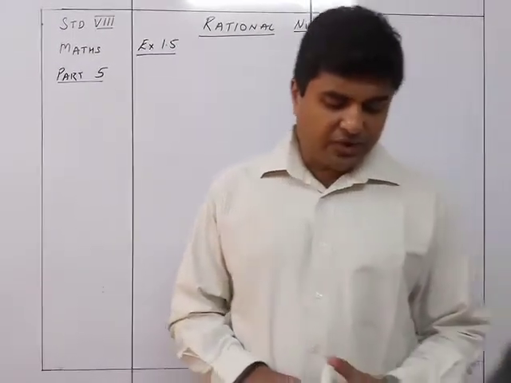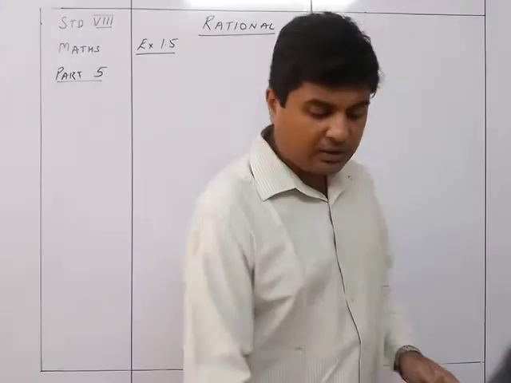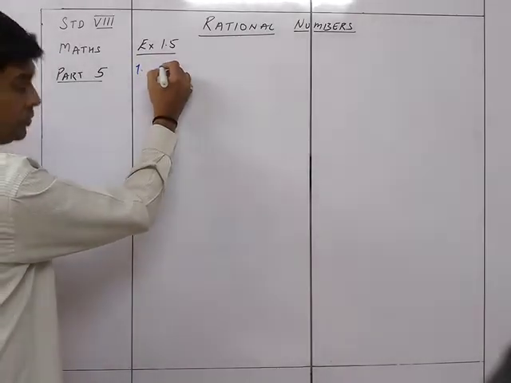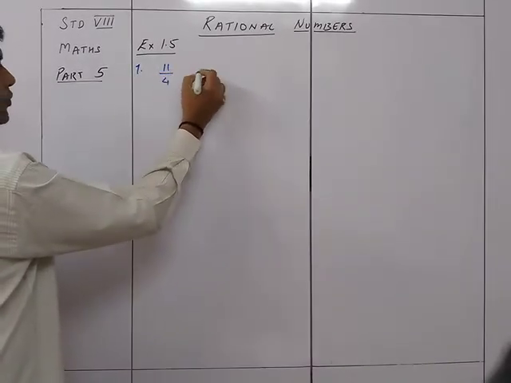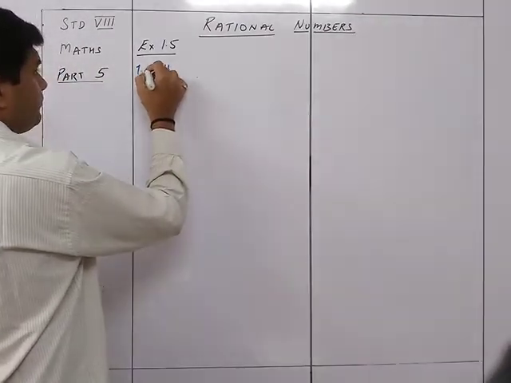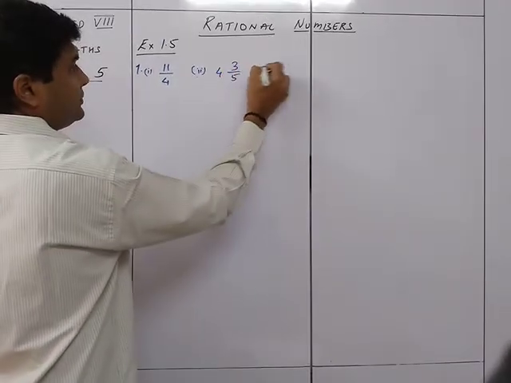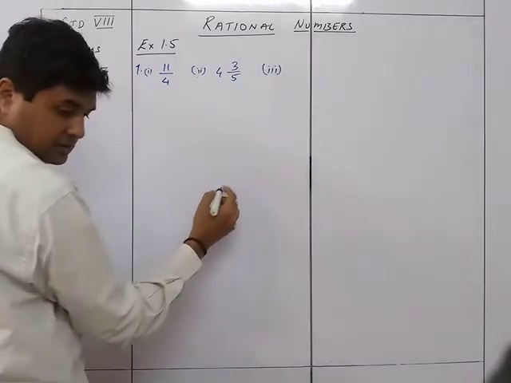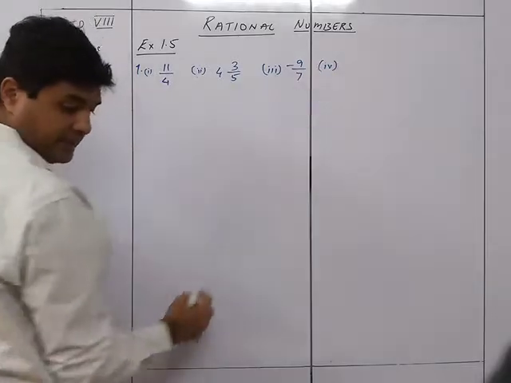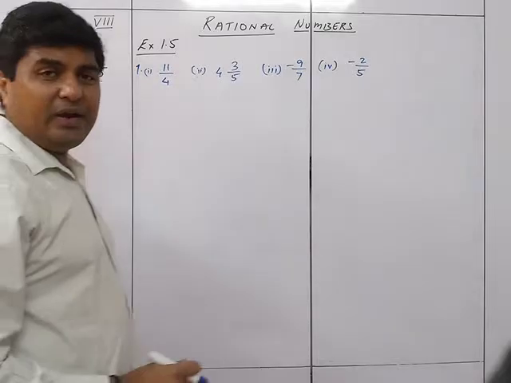Now, first of all, we say represent the following rational numbers on the number line. So we have these questions over here. Question number 1 is to represent 11 upon 4. The second one is 4 3 upon 5. The third one is minus 9 upon 7, and the fourth one is minus 2 upon 5.